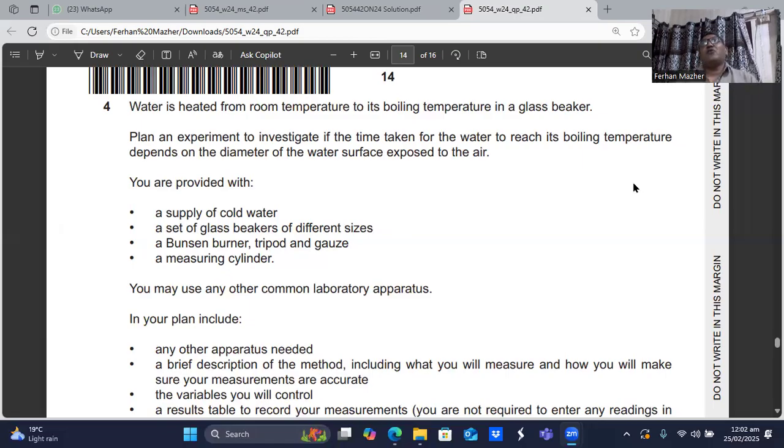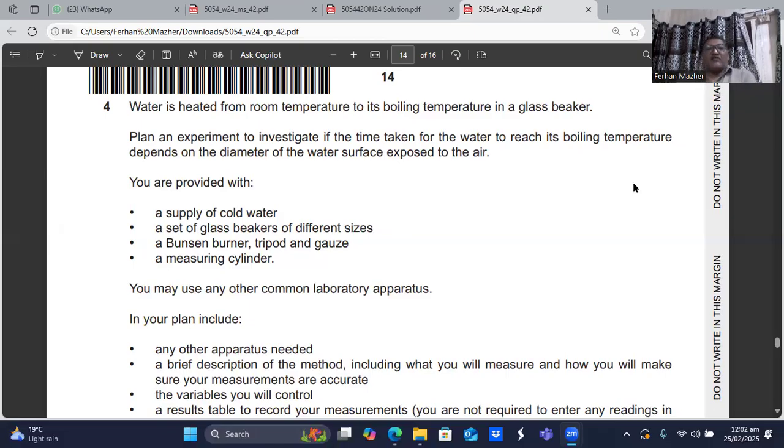So every time you have to measure the diameter of the beaker, and you have to note down how much is the volume. Every time the volume of the water should be the same. The initial temperature of the water should be kept the same, and the room temperature should be kept the same. The amount of heat you are providing should be the same. The only thing that should be changing is the diameter of those beakers in which you are boiling the water.